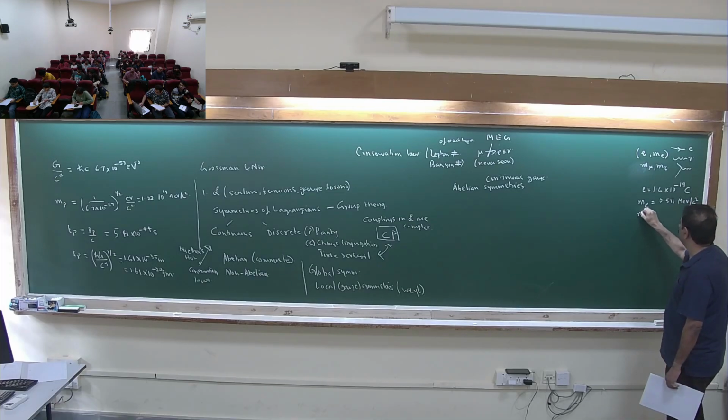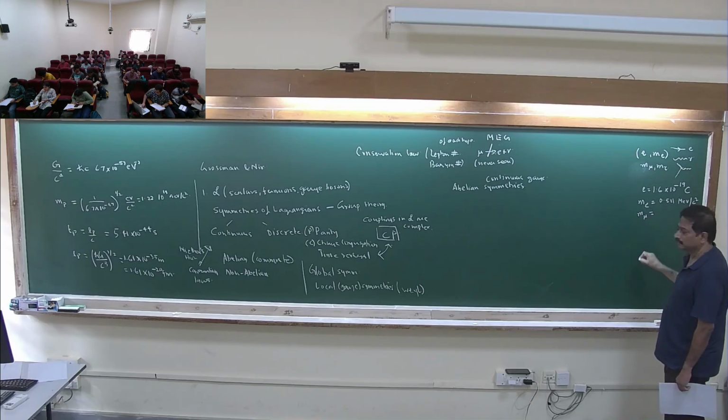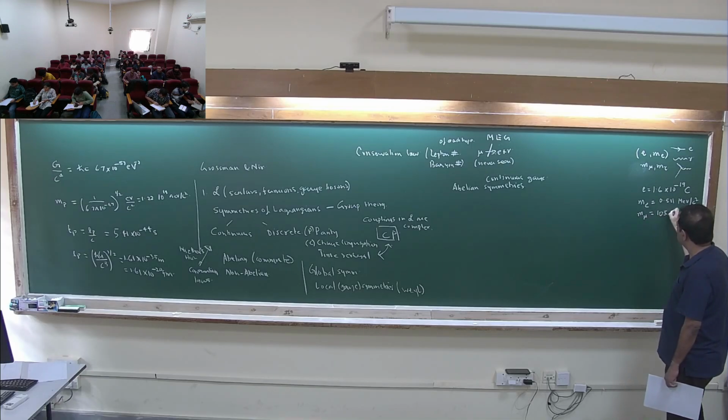Okay, mass of the muon, 105.6 is good. We just keep it to one significant digit. And mass of the tau, 1.78 actually.